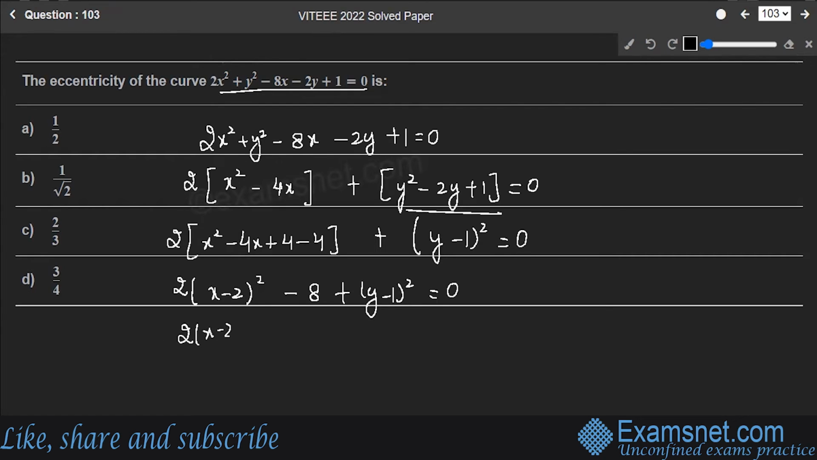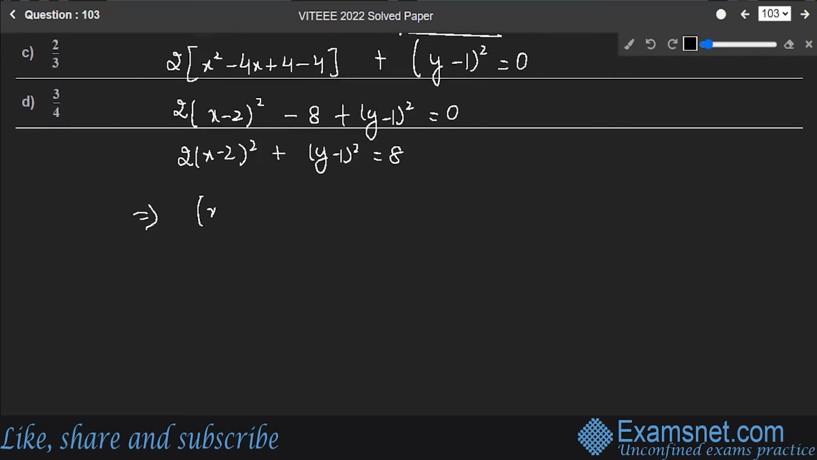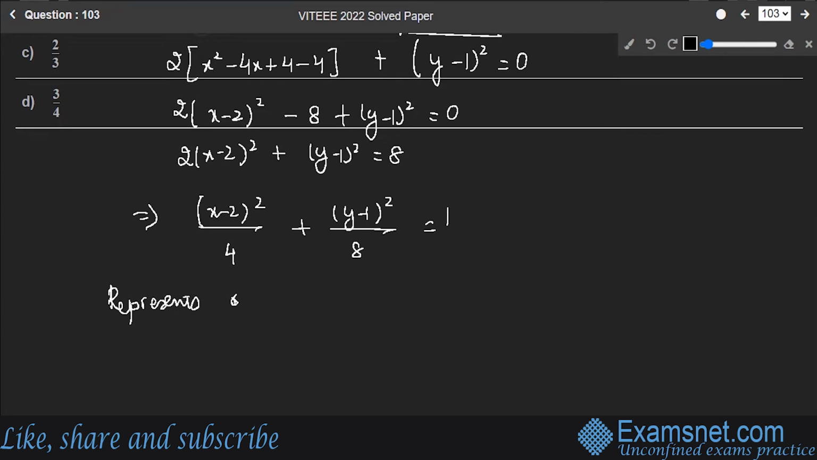So 2 into (x minus 2) square plus (y minus 1) square is equal to 8, or this can be written as (x minus 2) square upon 4 plus (y minus 1) square upon 8 is equal to 1. So this represents the equation of the ellipse, which is having the center at 2 and 1.